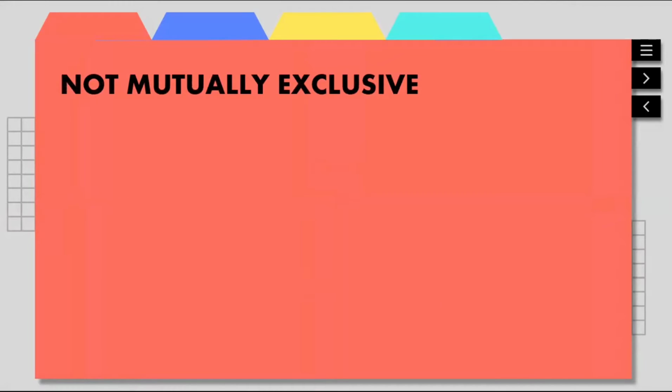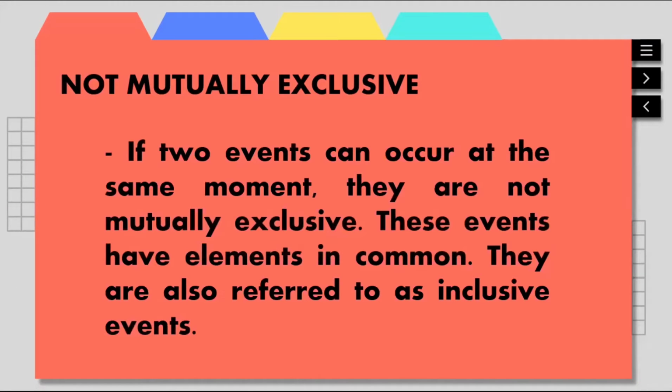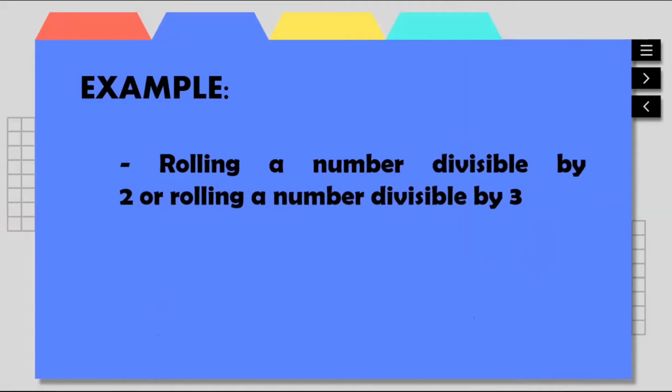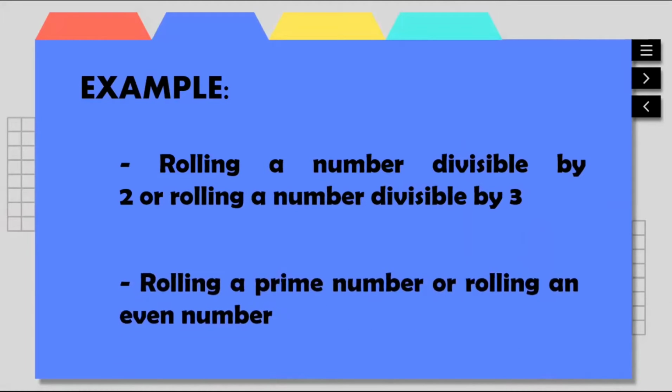Not mutually exclusive. If two events can occur at the same moment, they are not mutually exclusive. These events have elements in common. They are also referred to as inclusive events. Example, rolling a number divisible by 2 or rolling a number divisible by 3. Rolling a prime number or rolling an even number.